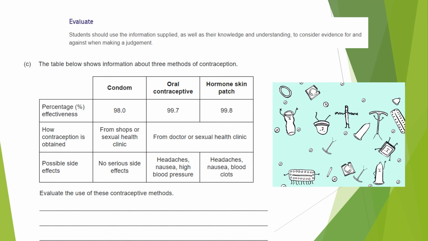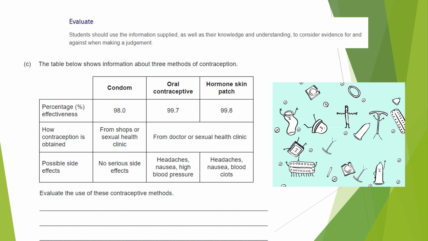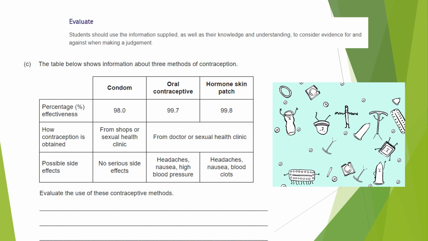And it is still highly effective. You can easily get it and there's no side effects. So overall, I think the condom is the best form of contraception. Okay, so you have evaluated that evidence, you've given some of your own knowledge, and you've come to a final judgment. That's how you do evaluate.